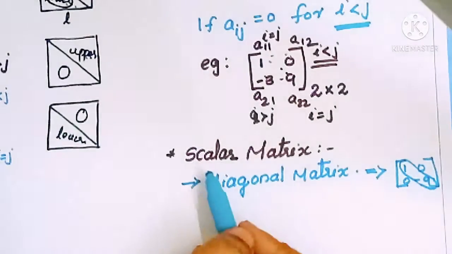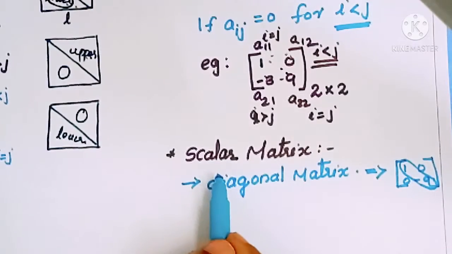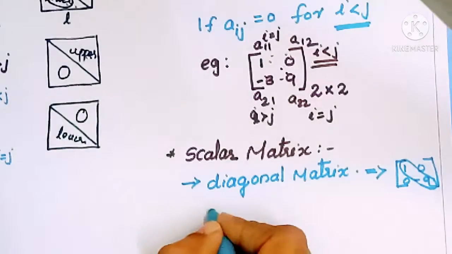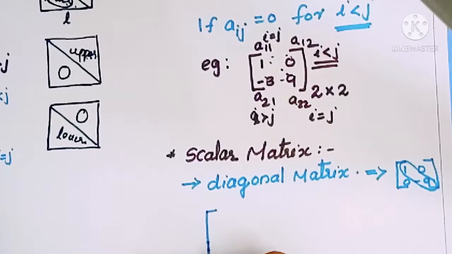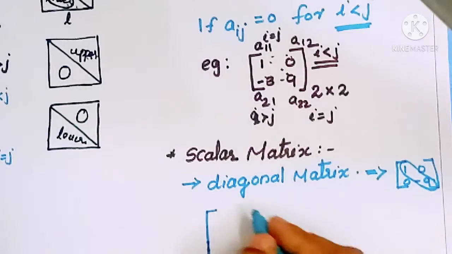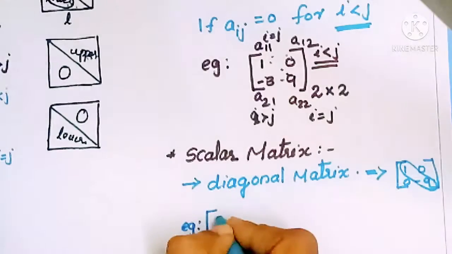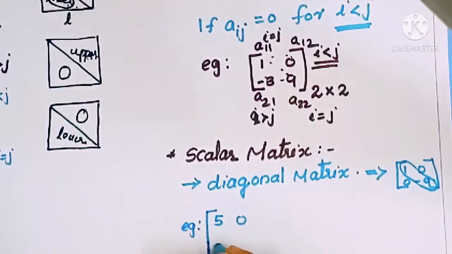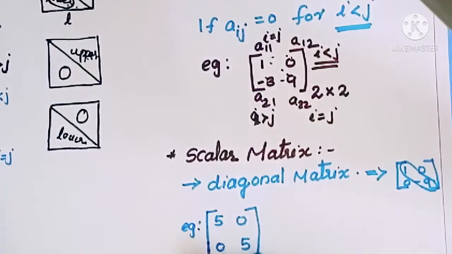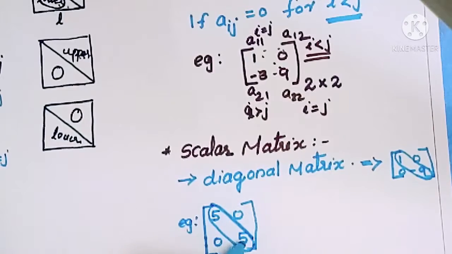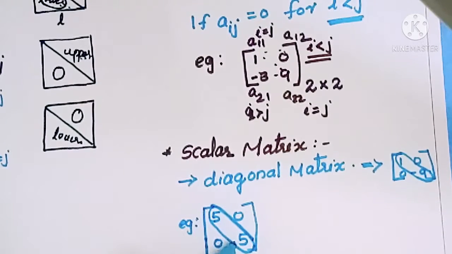Here we are going to study what a scalar matrix is. In a scalar matrix, all the elements in the principal diagonal are equal. Then we can call that diagonal matrix a scalar matrix. What is a scalar matrix? All the elements present in the principal diagonal are equal. Then that diagonal matrix is known as a scalar matrix. We can write one example: 5, 0, 0, 5. Here the two elements present in the principal diagonal are equal, so we can call this diagonal matrix a scalar matrix.